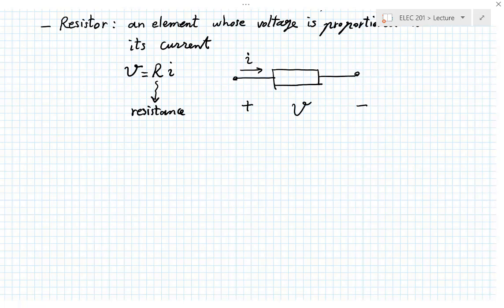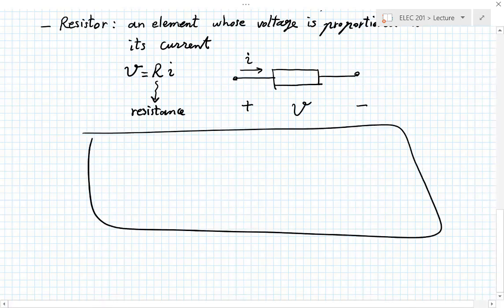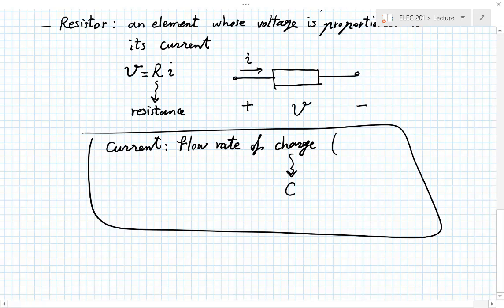Okay. So the current. To understand the resistor, and in fact, to understand the wire even, we needed the current, right? So current is the flow rate of charge, and charge being measured in Coulomb, current then would be in coulombs per second, which is known as amp. And we saw that it could be positive or negative, meaning that it could flow in one way or the other.